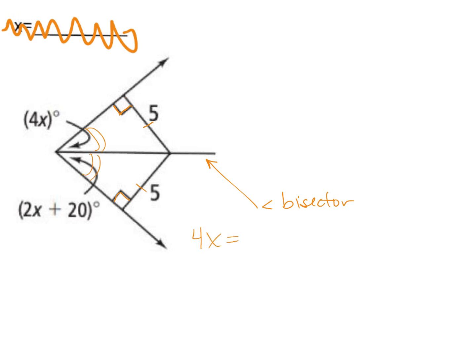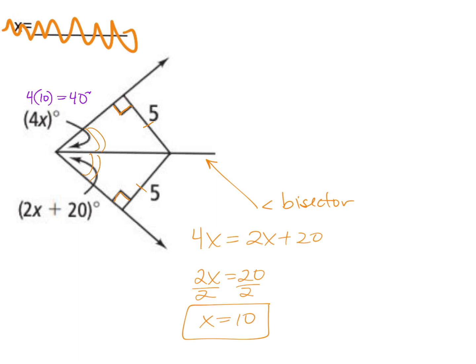So you say 4x equals 2x plus 20. Take away that 2x and divide by 2. So x is 10. Okay, so what is the measure of each of those angles? 40. Yeah, they'll both be 40, right? Because we know they have to be congruent. So 4 times 10 is 40 degrees. So this one is 40 degrees and this one is 40 degrees. And you can always plug it in to check. 2 times 10 is 20 plus 20 is 40. So it works out. Okay. Questions on that? 5-1 and 5-2. That's it.